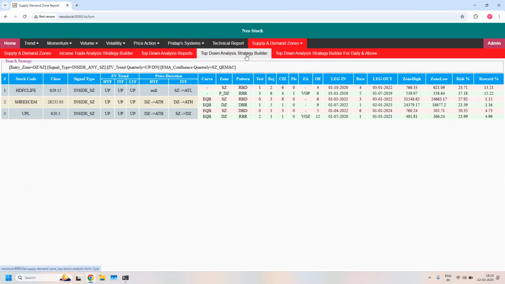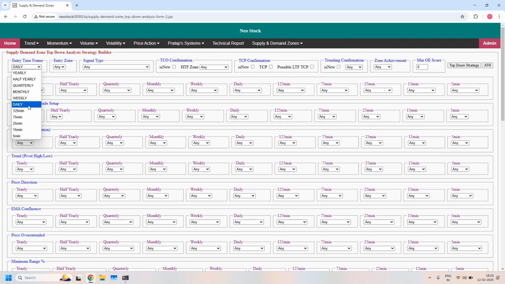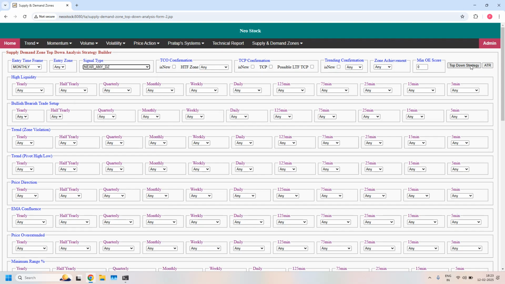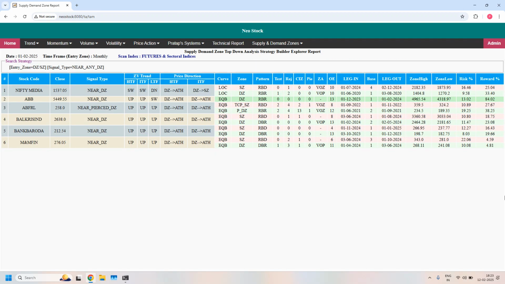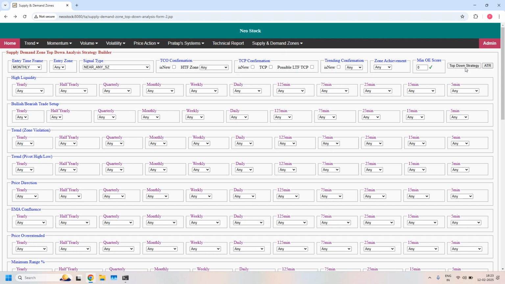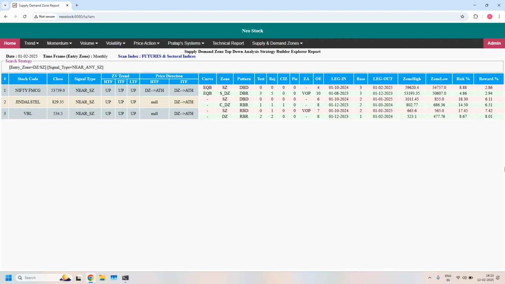Next time frame is monthly. Stocks near monthly demand zone. We got 6 stocks. Next, monthly time frame. Stocks near monthly supply zone. We got 3 stocks.